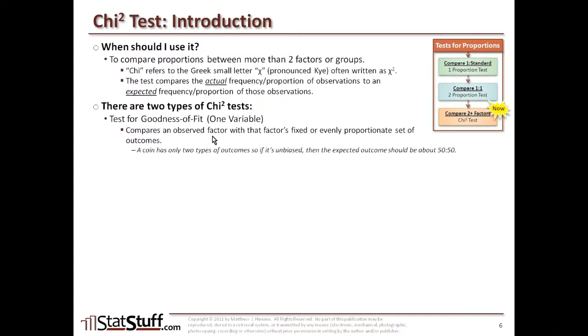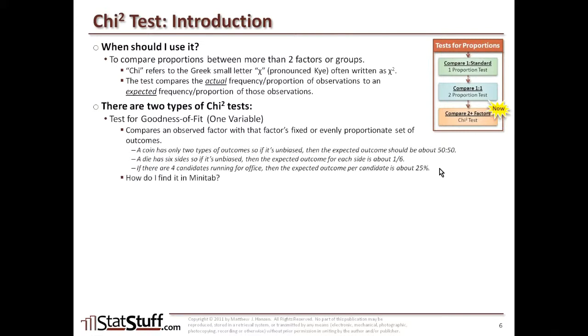As an example, if you have a coin, the coin has 2 types of outcomes if it's truly unbiased. Because there are 2 types of outcomes, the expected outcome should be about 50-50, one for either side. Or if you have a die that you roll, it has 6 sides, so if it's unbiased, we'd expect the outcome for each side to be about 1/6. Or if there are 4 candidates running for office, then the expected outcome for each candidate is about 25%.